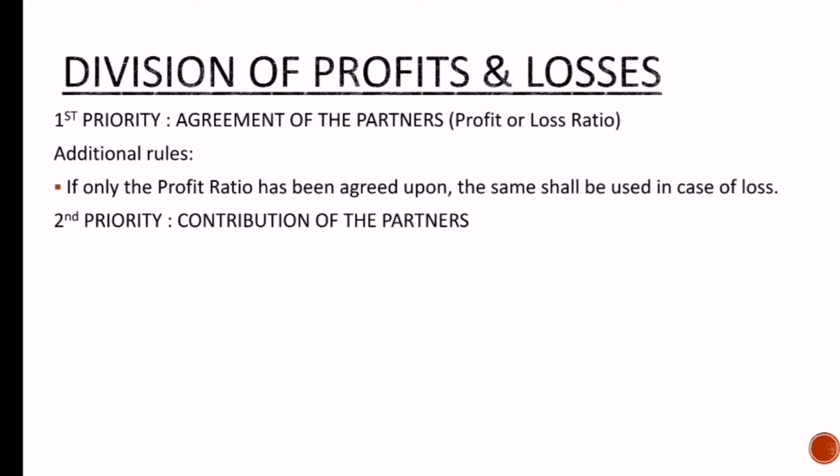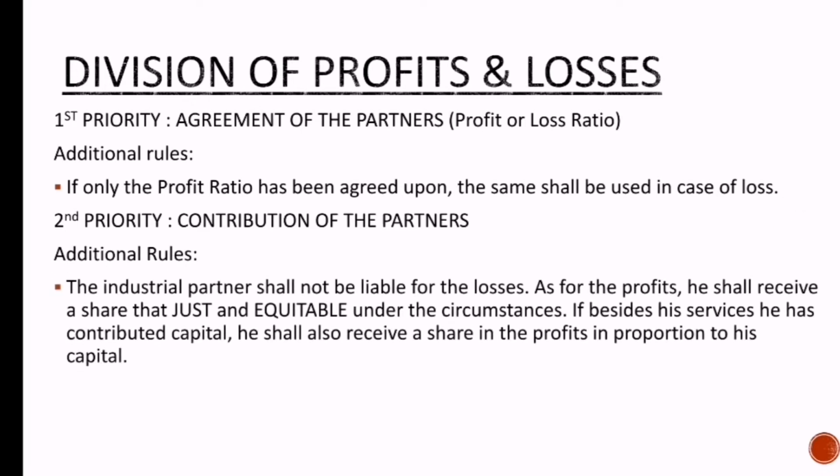So meron sinabi ang batas regarding that. The industrial partner shall not be liable for the losses. So in case na wala kayong napag-agreehan as to profit or loss ratio, hindi liable si industrial partner sa loss. Bakit? Kumbaga, services na niya, pagod niya na, pawis niya na yung naging contribution nyo. Tapos, nagkaroon kayo ng loss, tapos maghati pa siya ulit sa loss. Kumbaga, double kill na ito sa industrial partner. So, ulitin ko, yung industrial partner is not liable for the losses.